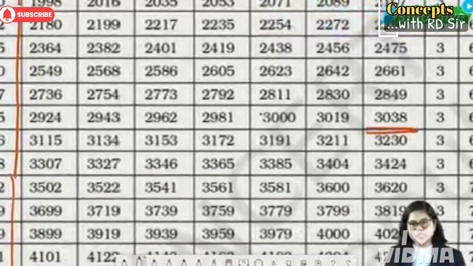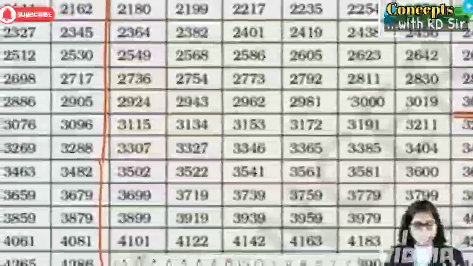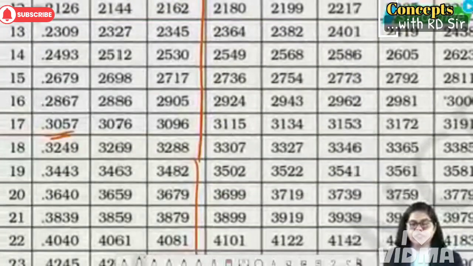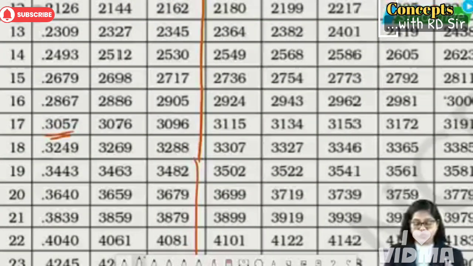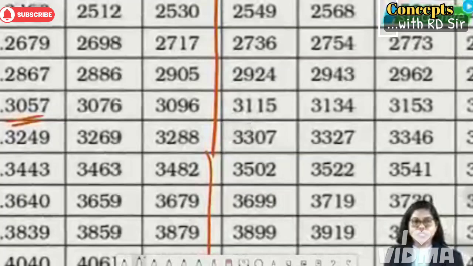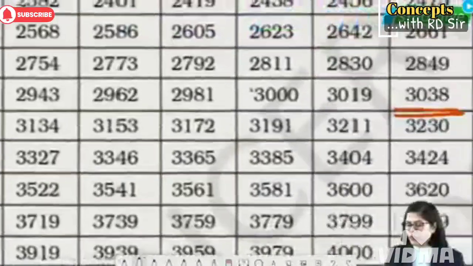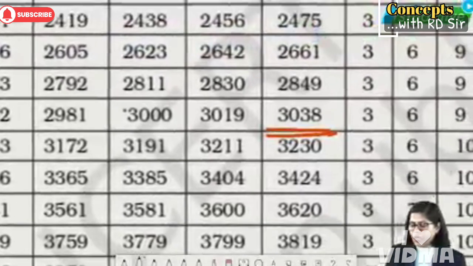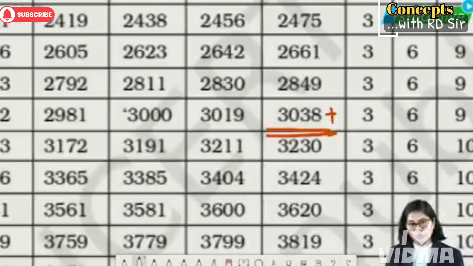3038, which is very less. So either you can directly go for the closest one. This is the close value. If you want to get the accurate one, 3054, right? So 3054, how much value can we add to this to get 3054? That means I am going to add 16 to get 3054, correct?